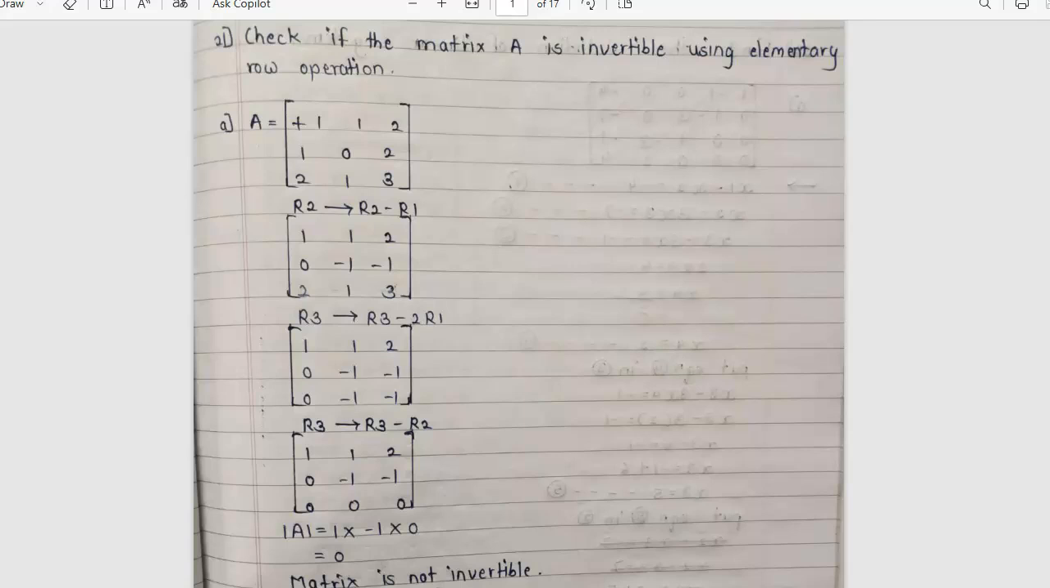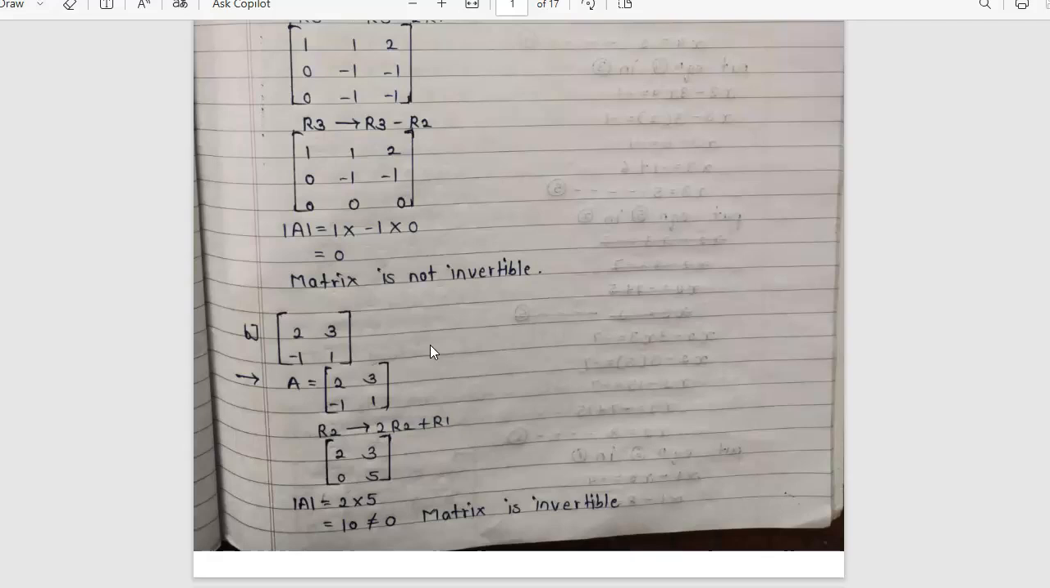Now we use the third operation, R3 goes to R3 minus R2. At that time the third row of matrix A is converted into a zero row. So determinant of A is 1 into minus 1 into 0. Because the given matrix is a square matrix and the entries below the diagonal are converted into 0, we can find the determinant of A by multiplying the diagonal entries, so that is 0. So determinant of A is 0, therefore the matrix A is not invertible.